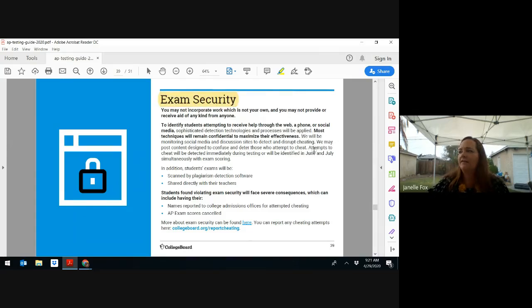Okay, they've got the identity checks at the beginning. They're monitoring all sorts of stuff during the test. They said if you cheat, they're going to find out. Guys, don't take the risk. Do not take the risk. It's not even worth it.